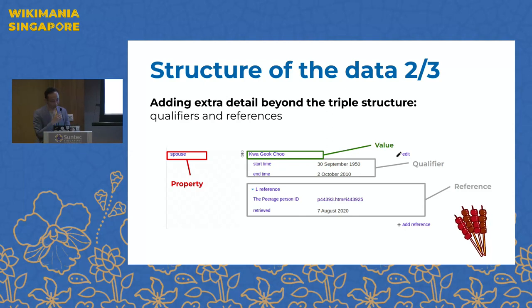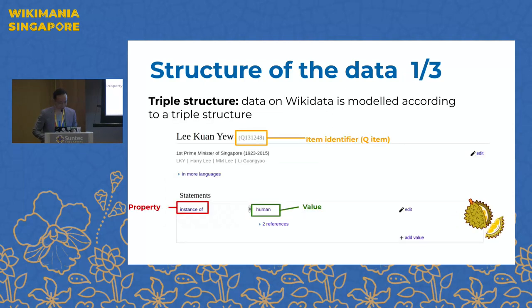So, for example, we see here Lee Kuan Yew has a property "instance of", and the corresponding value of the instance is "human". This is important because Lee Kuan Yew is not a book, Lee Kuan Yew is not a river, Lee Kuan Yew is a human for this particular item, and so therefore we attribute "human" to the instance of, and not a durian for sure, yeah?